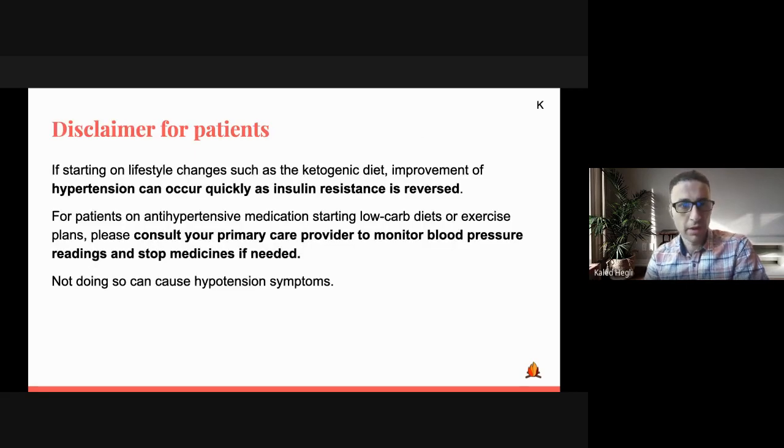Let's move. Disclaimer for patients, obviously. You gotta be careful with everything you do. Keto diet is, as said, powerful, so it might really get good results quickly. So just check your medications, how they are working out if you are on some of them. As a pharmacist would say, consult your primary care provider. Yeah, hopefully you will not get any hypotension symptoms.